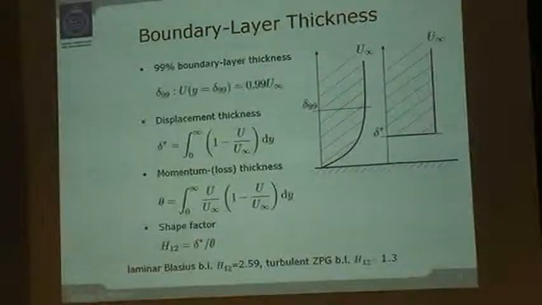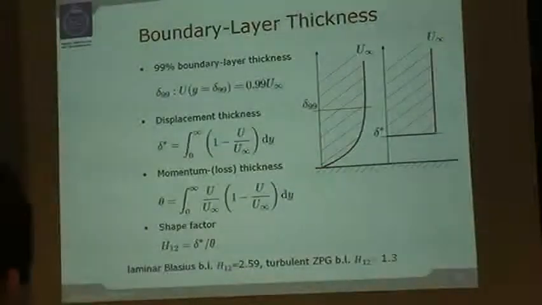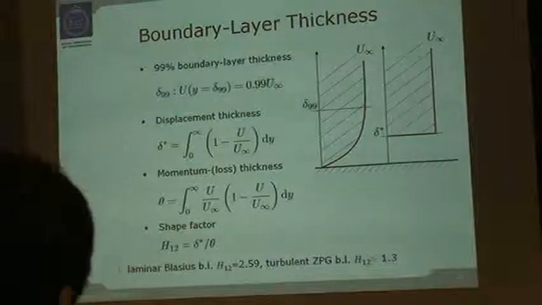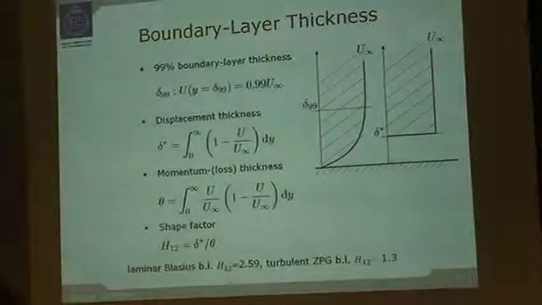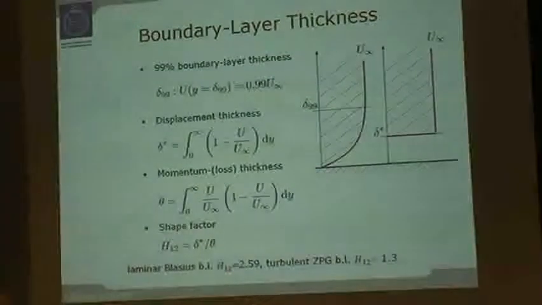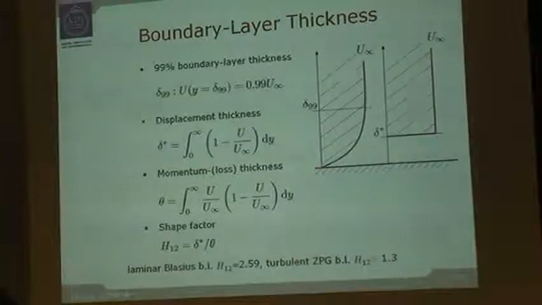You can also define the momentum loss thickness, which is essentially the same as the displacement thickness, just considering the momentum loss. Based on these two quantities, delta star, the displacement thickness, and theta, you can also define something which we call the shape factor, which is delta star over theta. Now it turns out that for a laminar boundary layer, the shape factor is 2.6, and when the flow becomes turbulent, this value is reduced to about 1.3. But it's, of course, Reynolds number dependent.